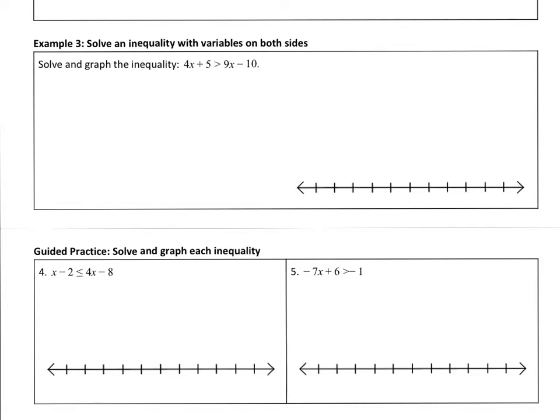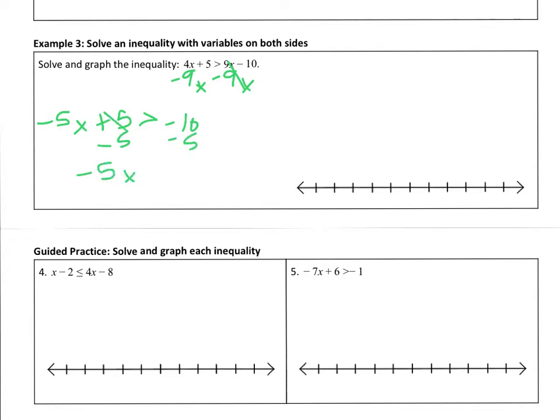So with this inequality, I'm going to start by subtracting 9x from both sides, right? So that cancels out the 9x on the right-hand side. So my inequality then becomes negative 5x plus 5 is greater than negative 10. Okay, so then this becomes just a two-step inequality now for us to solve. For me to solve this, I'm going to subtract 5.